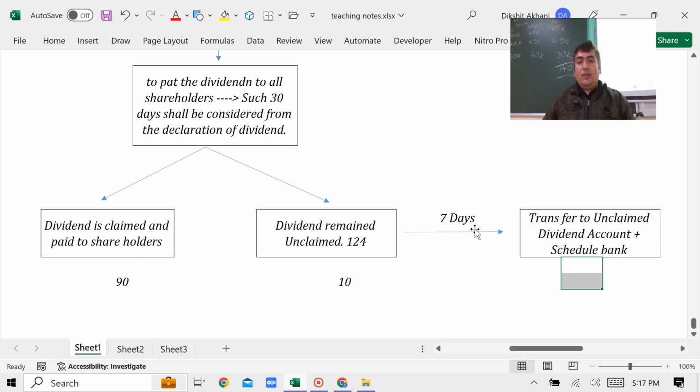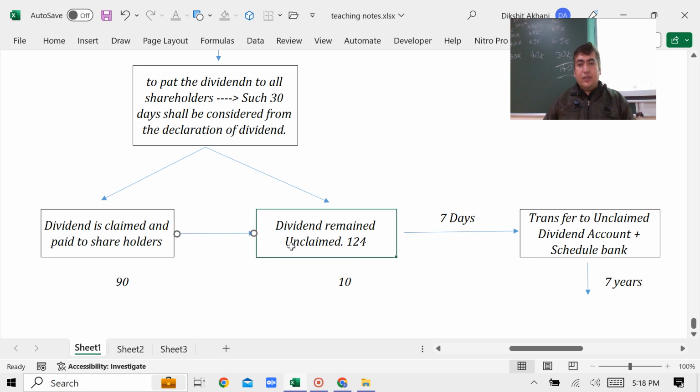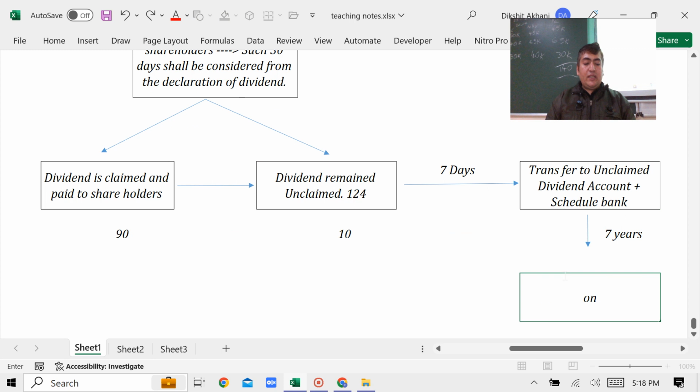Okay, let me tell you. This money will be capped over there. It will remain there for 7 years. And after expiry of these 7 years, got the point? After expiry of these 7 years, this money shall be transferred. So I can write like this: on expiry of 7 years, transfer this money to IEPF.